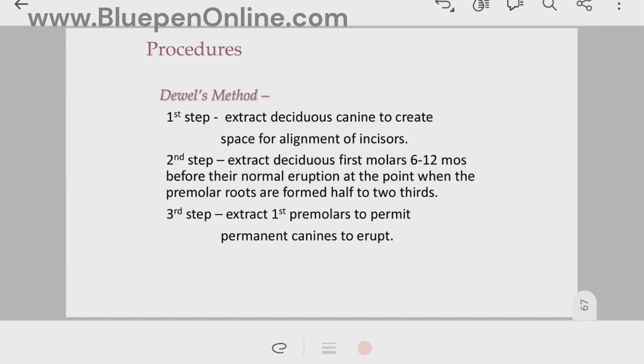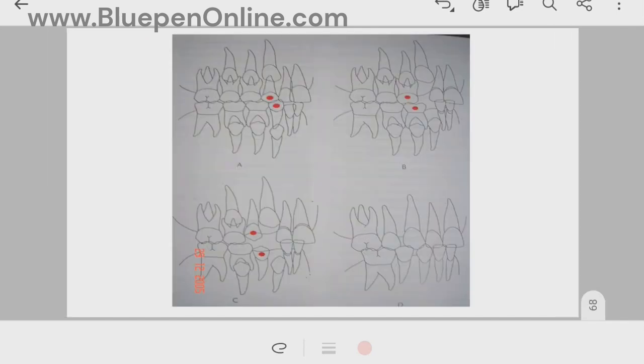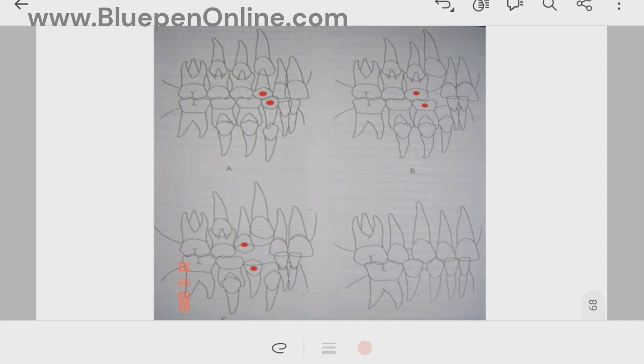Now coming to the procedures, you have 3 methods to do serial extraction: Dewel's method, then Tweed's method, and also Nance's method. In Dewel's method, I'll show you the picture. See, this is Dewel's method. This is a 3-step serial extraction procedure. Just 3 steps: 1, 2, and 3.